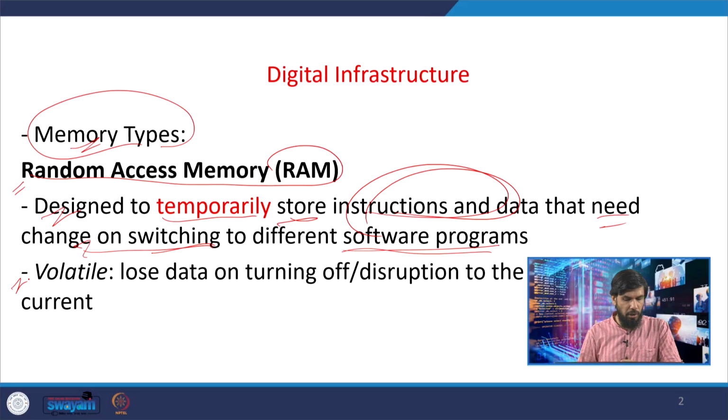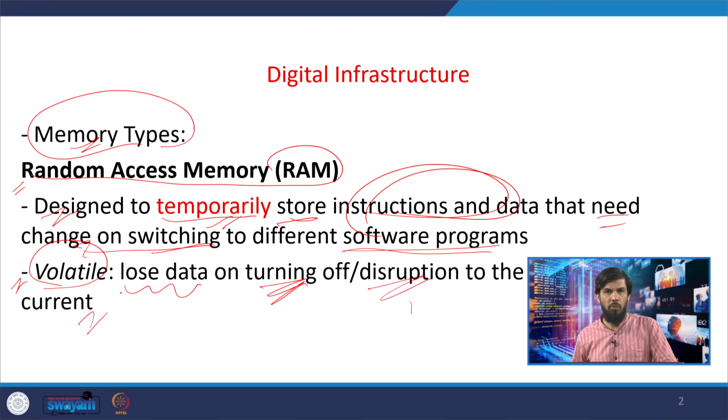Now a characteristic of this is, one, that it is for temporary storage, and the second is that it is volatile. So RAM is volatile, which means we will lose data on turning off, or if there is any other kind of disruption to the current. In one way or another, either we turn off the computer, or the current is disrupted, then whatever we had stored in RAM as instruction data will be lost. This is referred to as volatile.